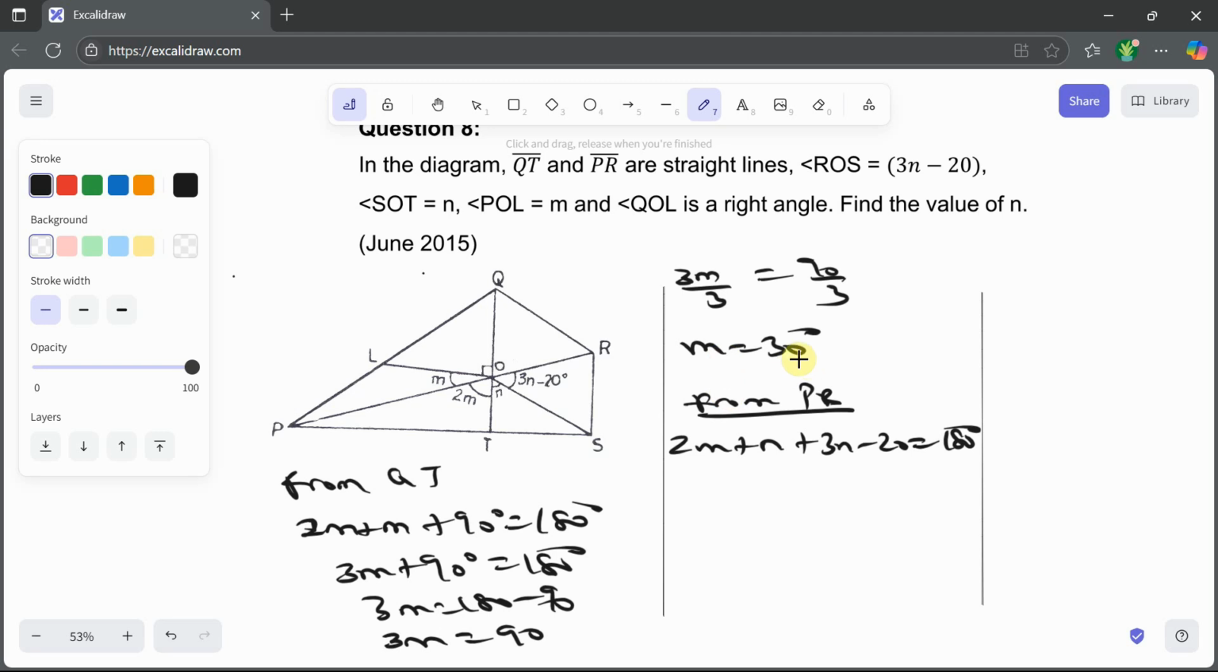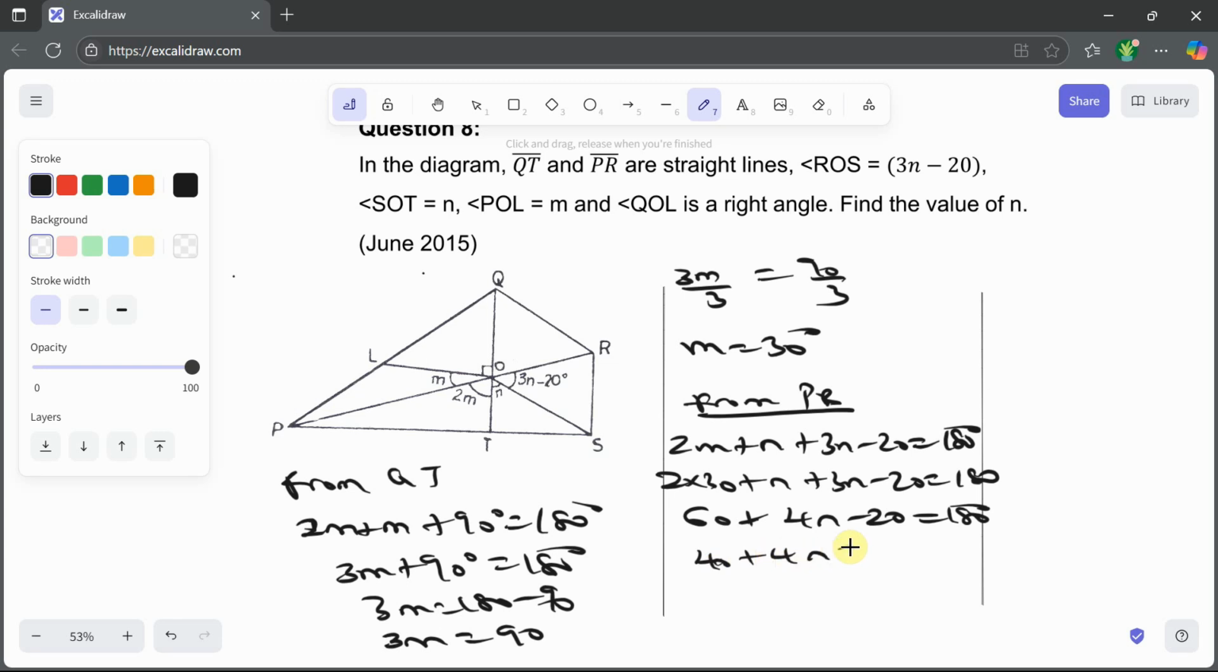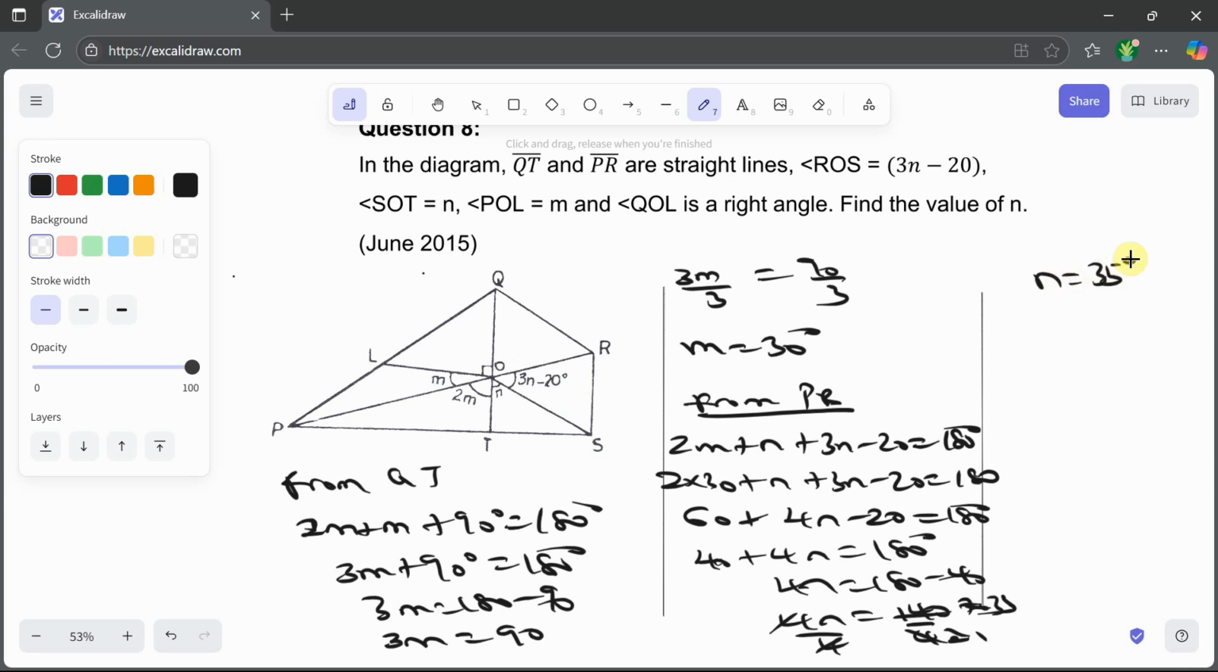So anyway I see m, I'll put 30, so that will be 2 times 30 plus n plus 3n minus 20 is equal to 180. So let's resolve. This will be 60 plus n plus 3n will give me 4n minus 20 is equal to 180 degrees. So 60 minus 20 will give me 40. So that will be 40 plus 4n is equal to 180 degrees, right? So 4n is equal to 180 minus 40. 4n is equal to 140. And if I divide both sides by 4, 4 will cancel 4. So our n is equal to 35 degrees.